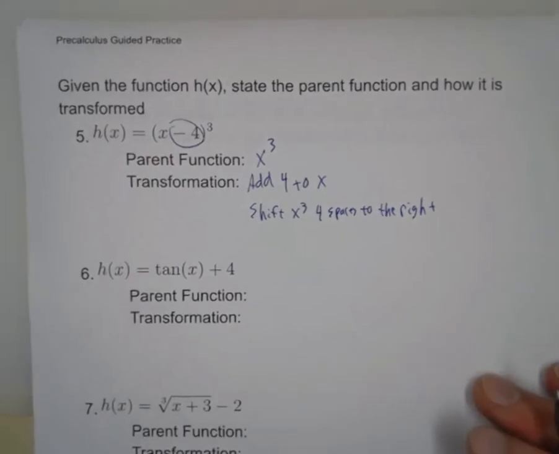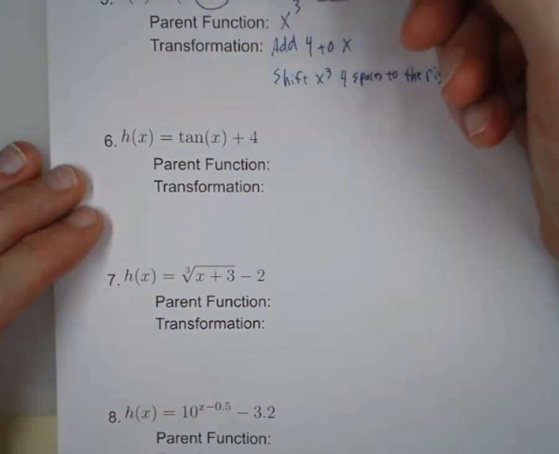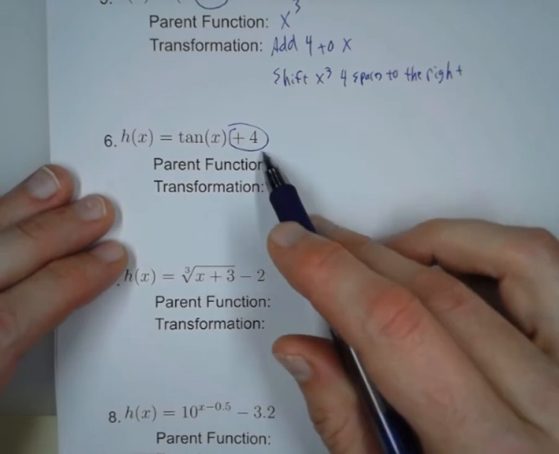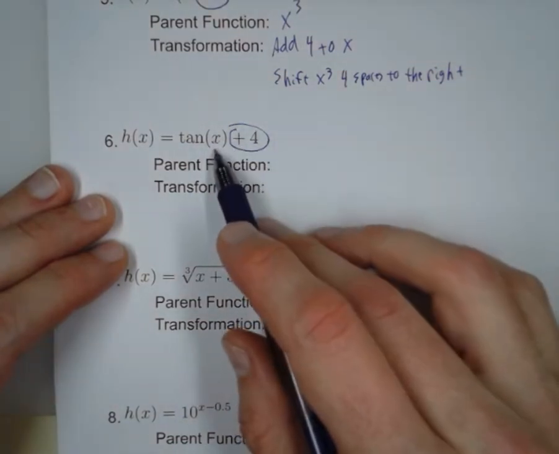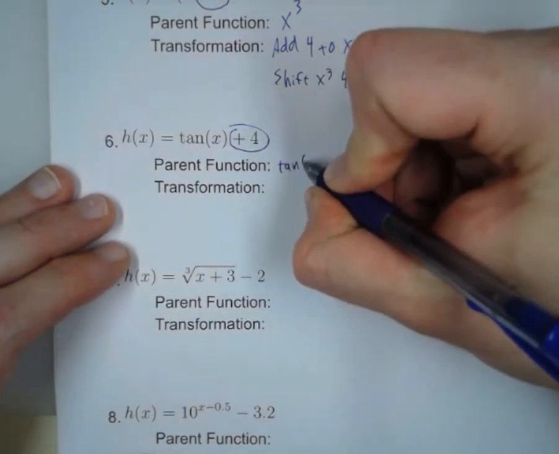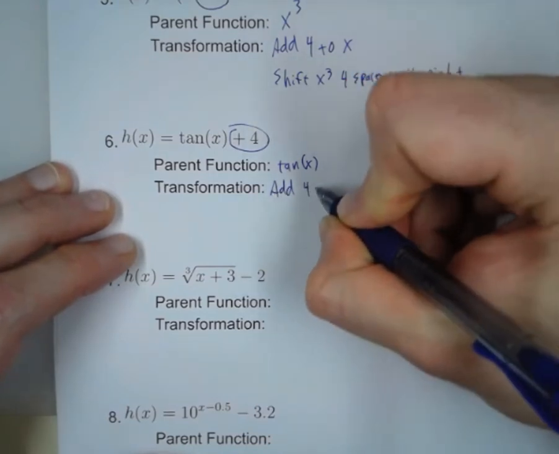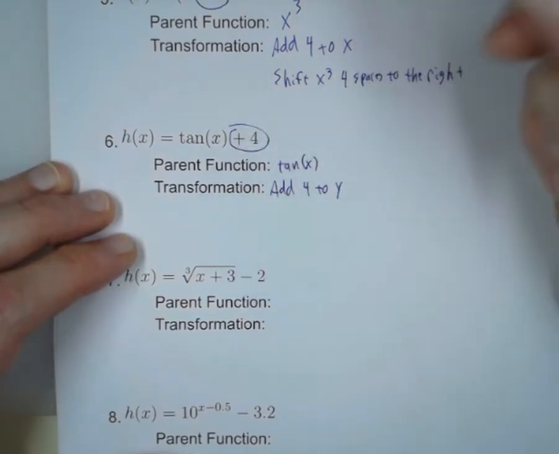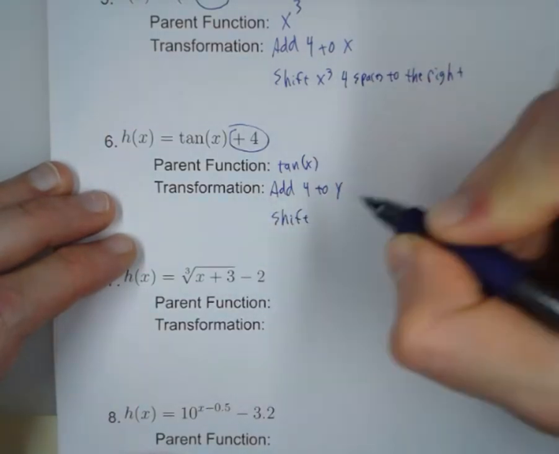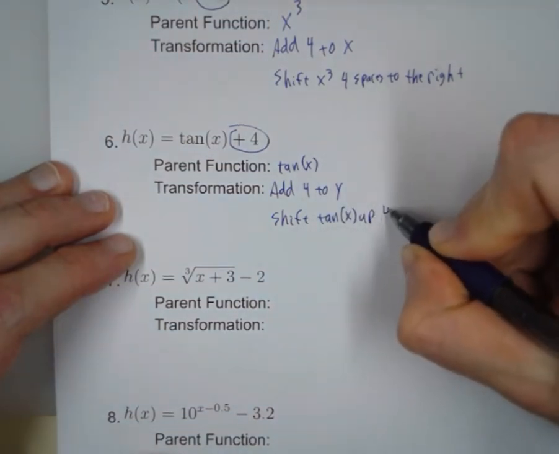All right. Next one. Here I have tangent of x plus 4. Now, you may not know what tangent of x is, and that's okay. You don't have to. All you have to be able to identify is I'm adding 4 to that. And as far as x is concerned, I apply tangent first, and then I'm adding 4. So what that means is that I'm going to add 4 to y, because I'm doing this after I apply the tangent function. So that means I shift tangent of x, whatever that is, up 4 spaces.